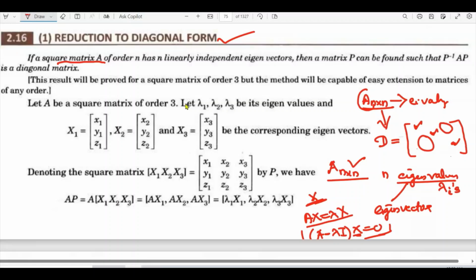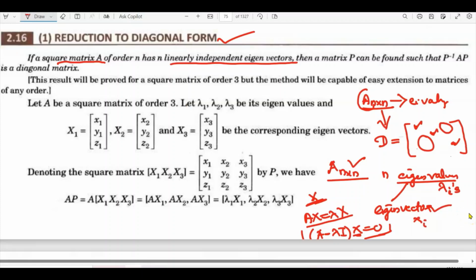That means we need linearly independent eigenvectors. So the square matrix A of order n has n linearly independent eigenvectors. Then only we can convert this to a diagonal matrix. So corresponding to each eigenvalue we have n linearly independent eigenvectors xi's.